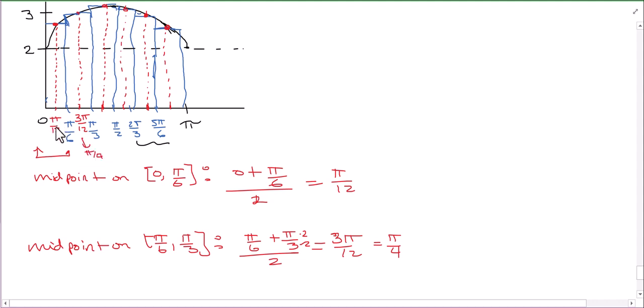Notice that then it will go pi over 12, 2 pi over 12 which is pi over 6, then 3 pi over 12, 4 pi over 12, then 5 pi over 12, 6 pi over 12, 7 pi over 12. So you can start seeing a pattern. Then 8 pi, 9 pi over 12, 10 pi over 12, then 11 pi over 12. And you get to pi as 12 pi over 12. So everything should come out just fine. Then the red ones are the ones that we're going to use as our endpoints for the height.